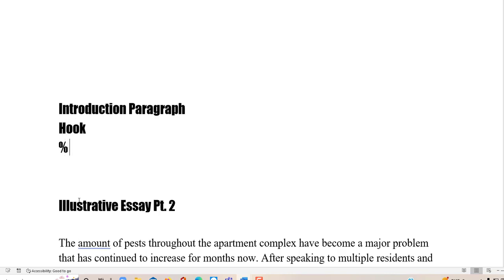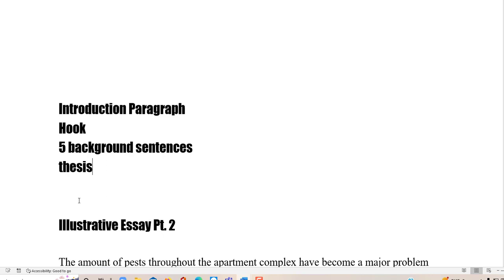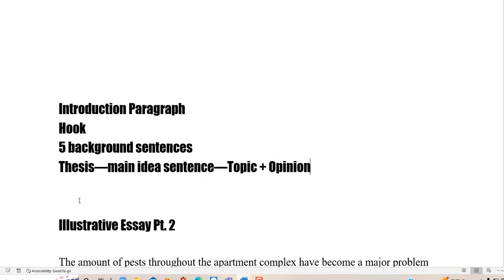You have to have five background sentences, and you have to have a thesis. The thesis is your main idea sentence, and your thesis has topic plus opinion plus reasons. When you do an illustrative essay, you're going to be showing how you do something.